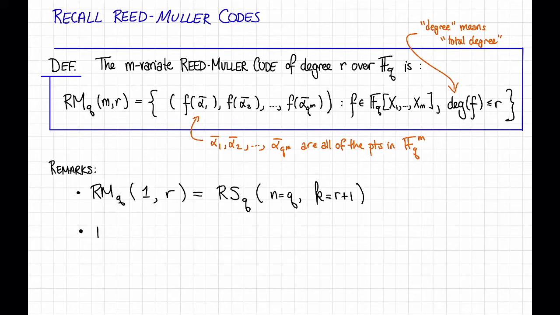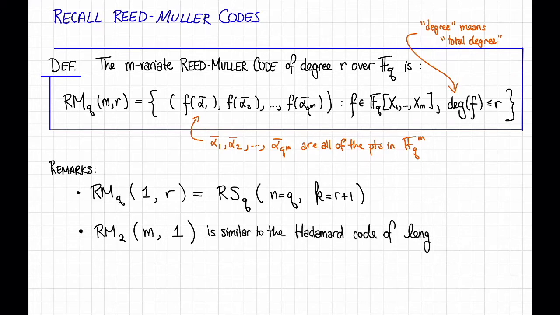Another remark is that the Reed-Muller code over F2 in m variables of degree 1 is very similar to the Hadamard code that we saw in the previous video. The difference is that the Hadamard code looked at linear polynomials with no constant term, whereas this Reed-Muller code allows itself a constant term. But that's the only difference. So this definition generalizes two things that we have seen before. In this video, we will see that Reed-Muller codes are locally correctable codes.